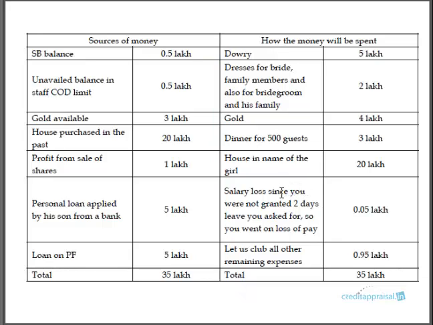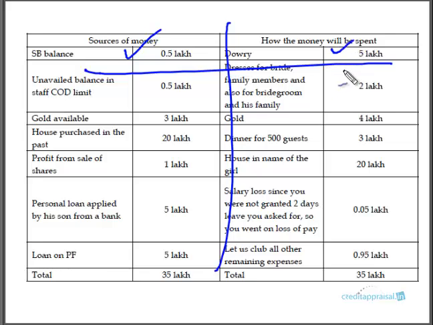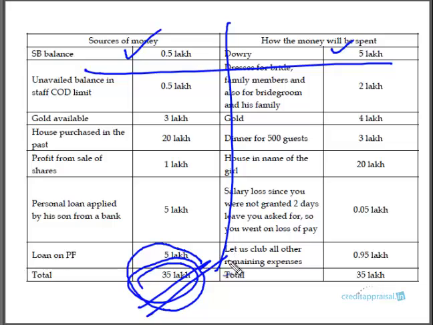So this is also an example of a balance sheet, right? This is for a single purpose, for the marriage. But again, a balance sheet is simply this. Balance sheet is a table where you have 2 columns. One is the sources of funds, another is the uses to which these funds will be put. So you can see he's going to get a total funds of 35 lakhs. And what is he going to do with the 35 lakhs?